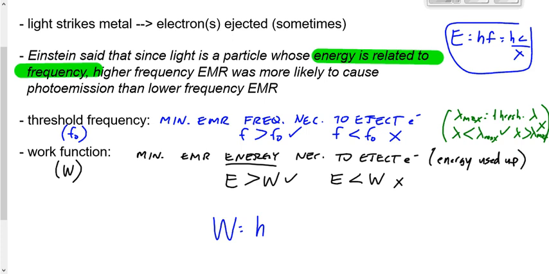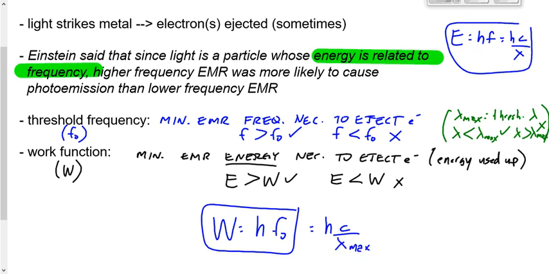This is on your data sheet. This is not on your data sheet. But of course, it's the same thing, right? If energy is HF or HC over lambda, then work function is H times threshold frequency equals HC over threshold wavelength. Just that second part of it doesn't appear on your data sheet, that's all. You can use it, but you'd have to either remember it or kind of figure it out.